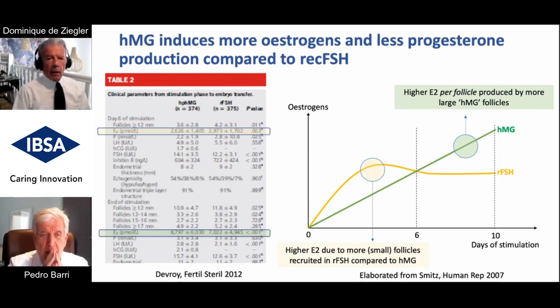Now, in terms of a diagram of what is going on, you see that with FSH, you have higher levels of estradiol early on in the stimulation. This is due to the higher inhibin B in the hMG group. And this is how it is reverted at the time when you want the follicles to be present with hMG, having higher levels of estradiol per follicle.